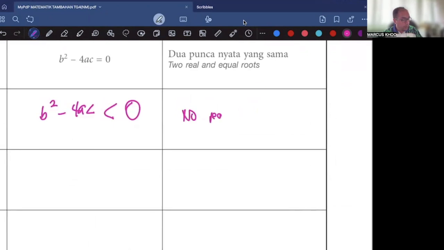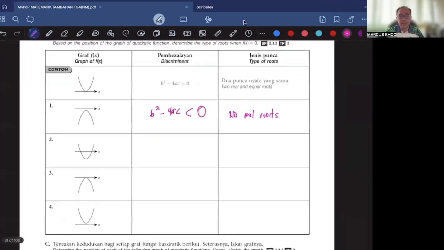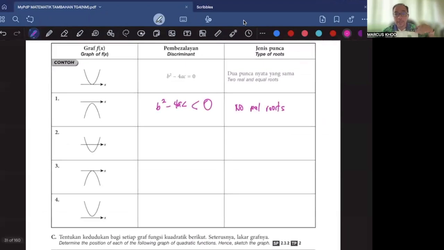No real roots. So this next exercise, I think you can do on your own. Just take a look at the graph. Tell me what the discriminant is: is it equal to, more than, or less than 0? And then tell me the types of roots, the interpretation of it. I think this is pretty easy to solve, so I won't spend too much time on it. Take some time to do this on your own.